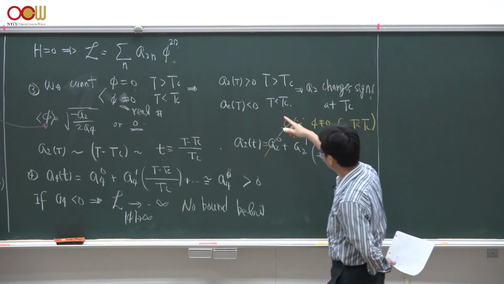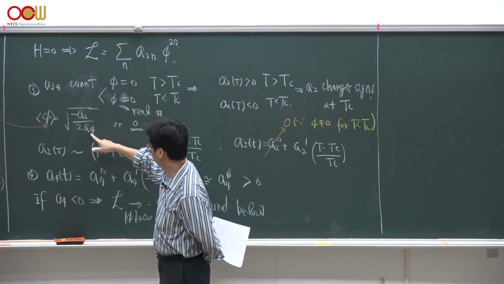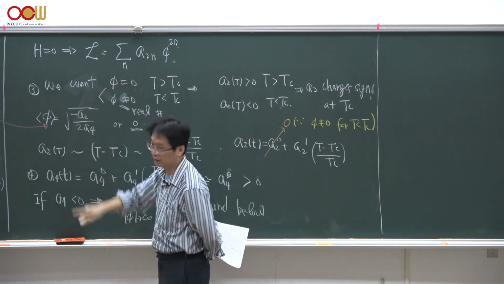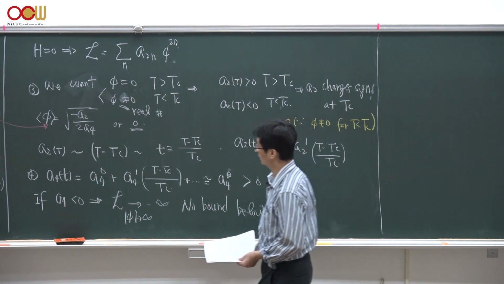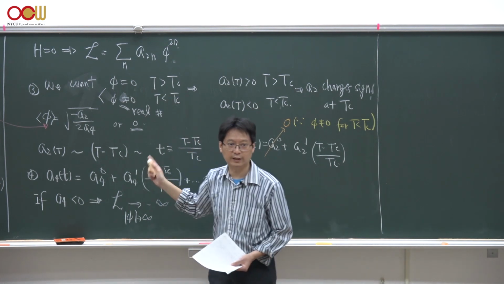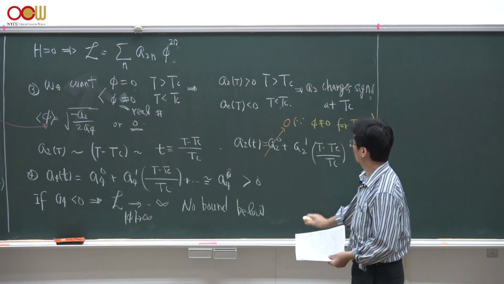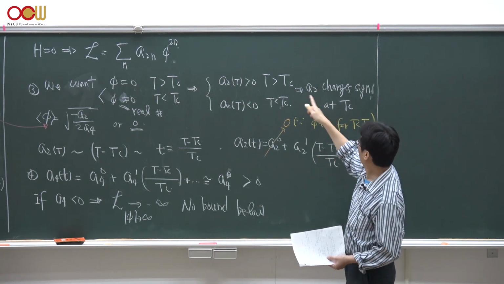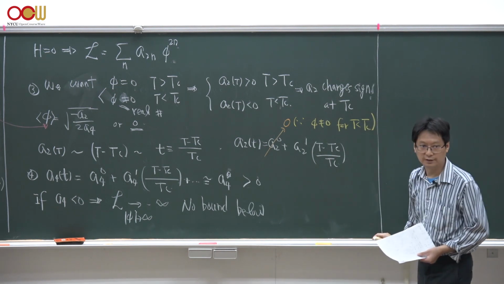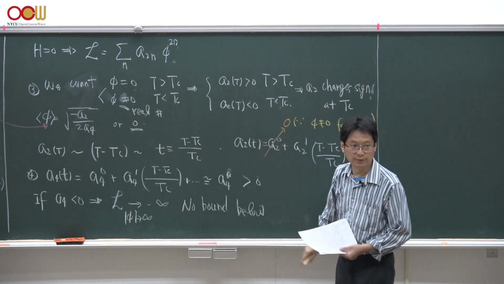But when T is less than Tc and A2 is negative, but A4 is positive, then minus minus is actually plus, and the square root of a positive number is a real number. So we do get a real valued order parameter below Tc. So from these two conditions, we concluded that A2 should change signs at Tc, from positive above Tc to negative below Tc.